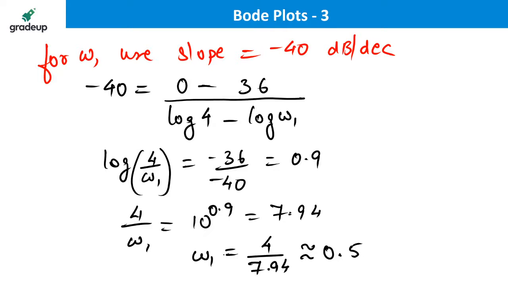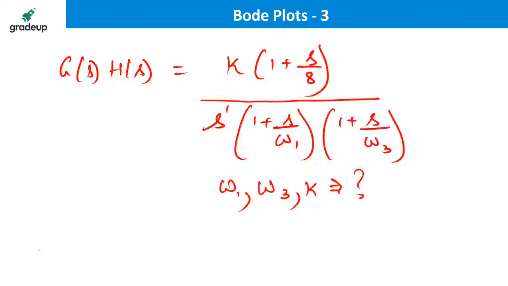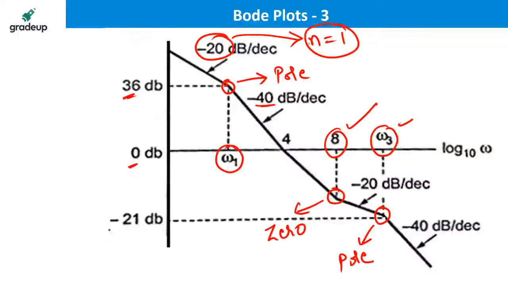Approximately 0.5. Yeah, Atharva, 0.50 something will come. Better take it as 0.5. That is workable. Okay, so omega 1 is got. Next calculation, guys. Now, omega 1 आ गया है.